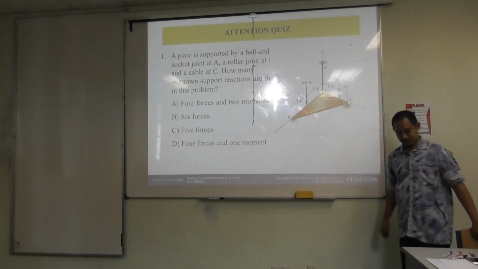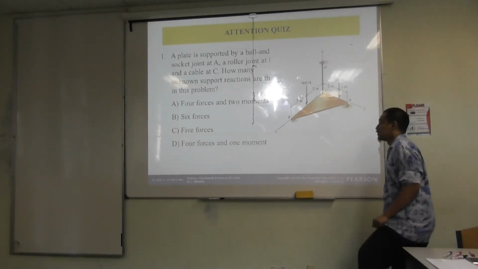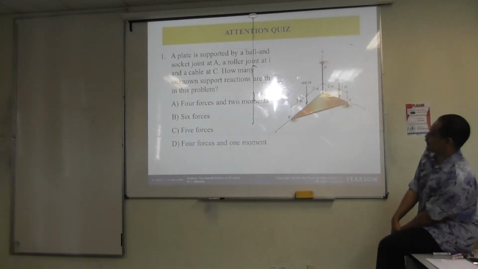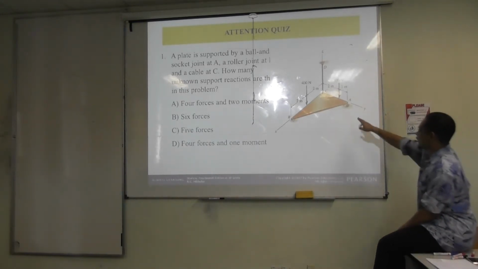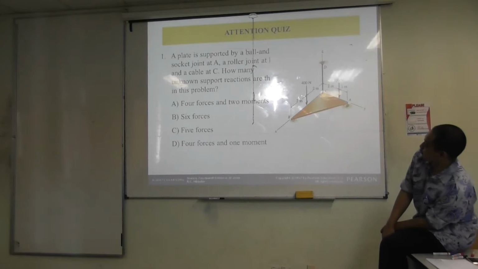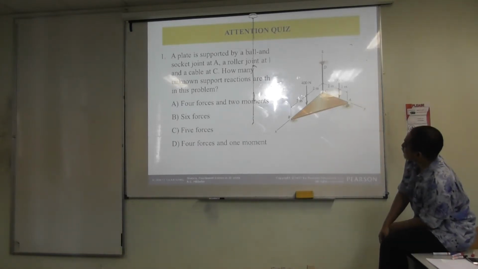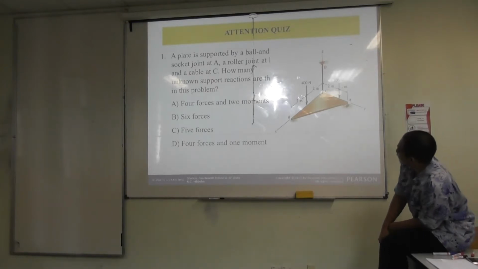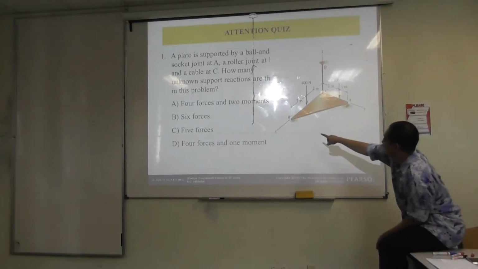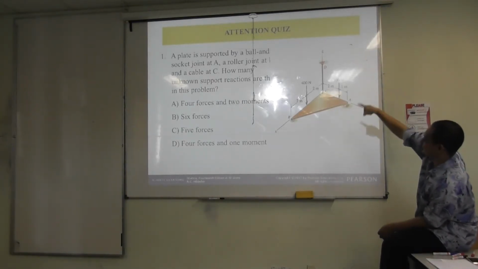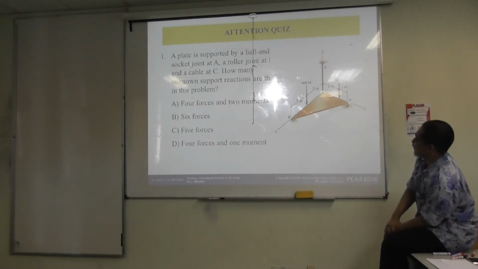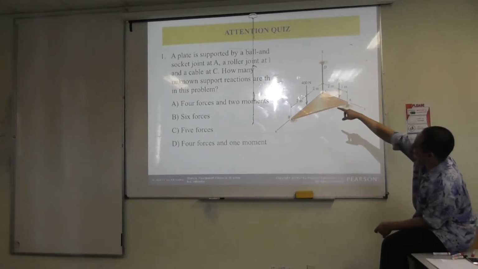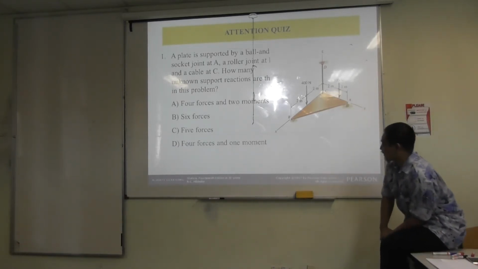Attention please, okay. Let's see how many seconds you take for this one. So a plate is supported by a ball and socket joint at A. So ball and socket here. A roller joint at B and cable at C there. How many support actions are there in this problem?